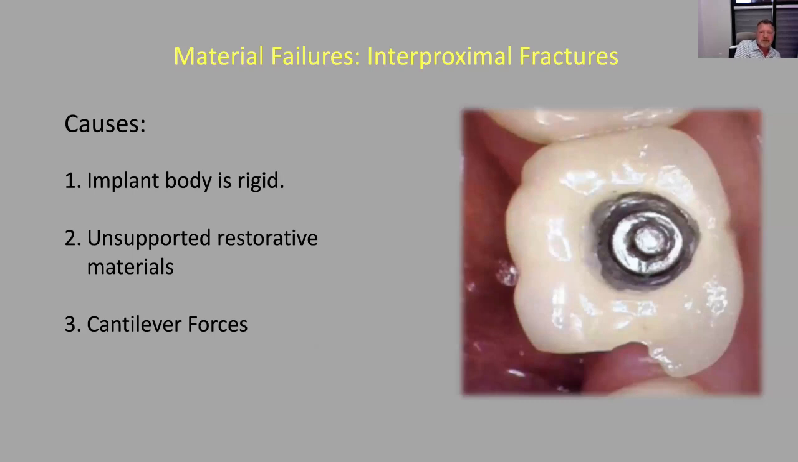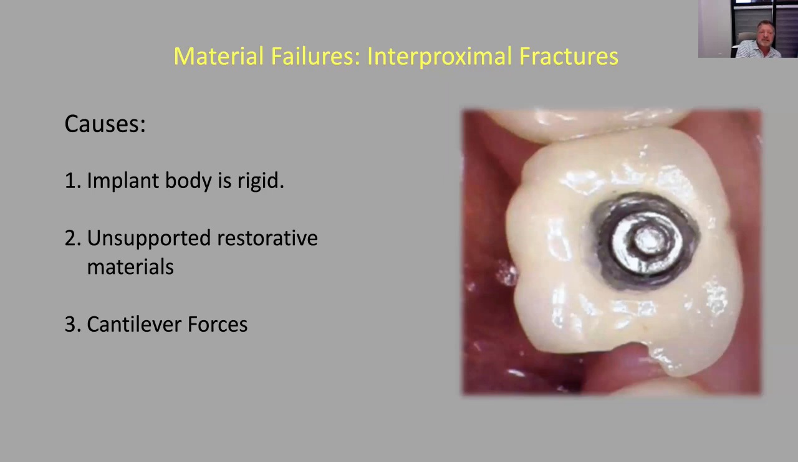So let's talk a little bit about interproximal failures. This goes back, might be a little bit out of order here. Again, when we talk about material failures, interproximal fractures. We're talking about lateral, we're not out of order, I take that back. We're talking about buccal and lingual fractures. Let's talk a little bit about interproximal fractures. These we see a lot of.